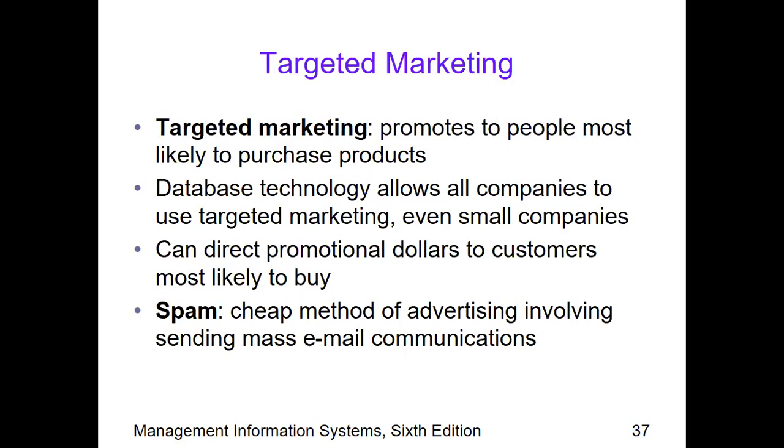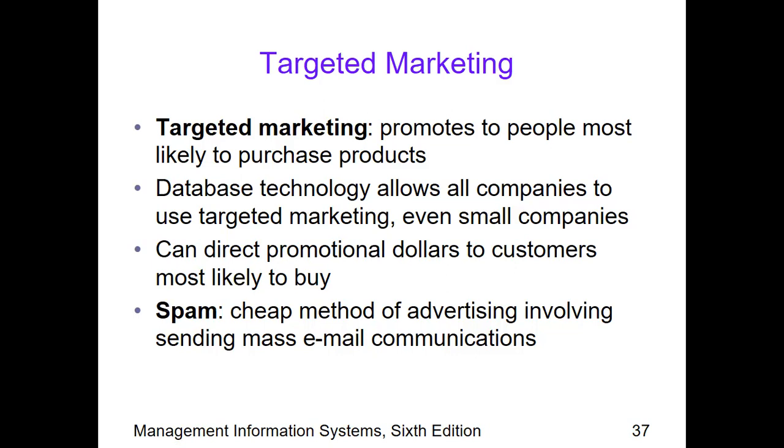For targeted marketing, we promote our products to people who will be purchasing more of them. Again, usage of IT can help us with this. Even small companies can direct promotional dollars to customers most likely to buy, because the marketing is directed to that particular population or segment. Then we can make sure that what we earn comes from there.